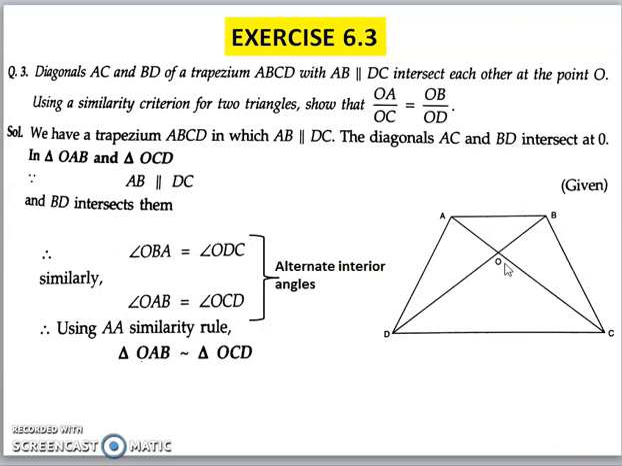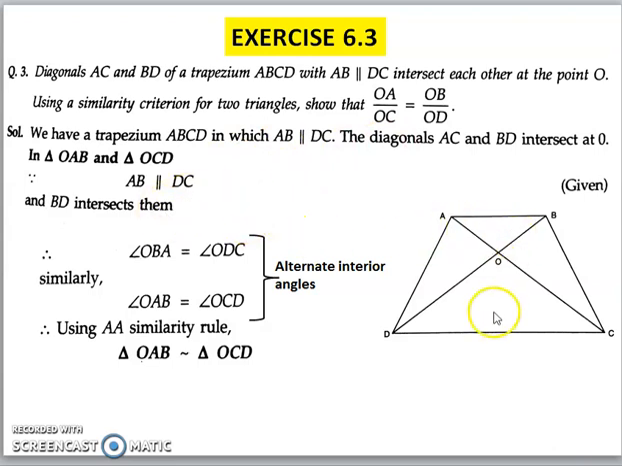So it is mentioned here you have to use similarity criterion only. So that means by proving the triangles similar, you can show their sides are proportional. Which means you have to prove OAB and OCD, these two triangles, are similar, because these are the corresponding sides of these two triangles, OAB and OCD. So if you can prove these two triangles similar, then you can say the sides will be proportional.